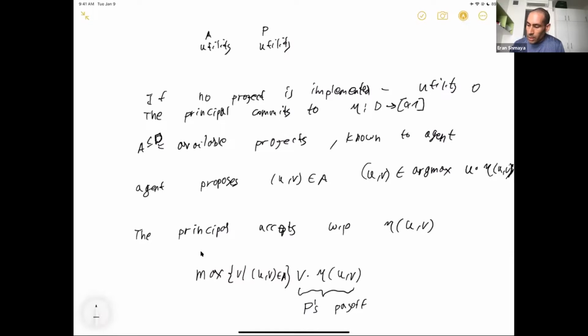This is what the principal could have gotten. Sorry, I'm going to call it the complete information payoff. This is what the principal could have gotten if he knew what is the set of available projects. And the difference between these two things is called the regret of the principal. The regret depends on the mechanism and on the set A of available projects.